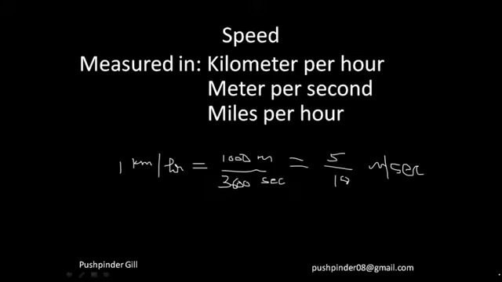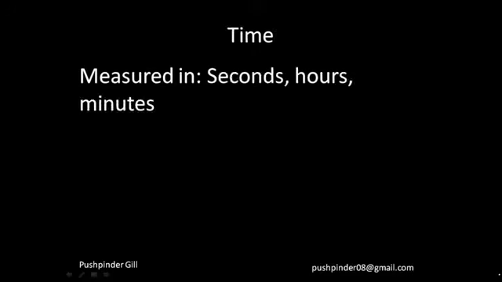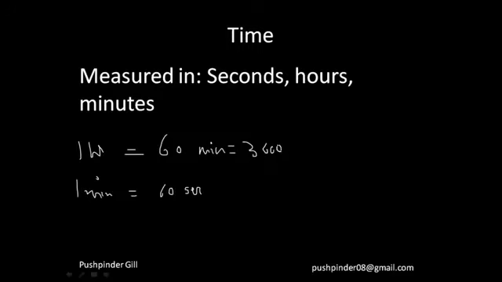This is pretty basic stuff that we're doing. Time is measured in seconds, in hours and in minutes. So I can say that 1 hour is equal to 60 minutes, which everyone knows, and 1 minute is equal to 60 seconds. And 60 minutes would be equal to 3600 seconds, which is equal to 1 hour. So this is also pretty basic stuff. Let's move forward.